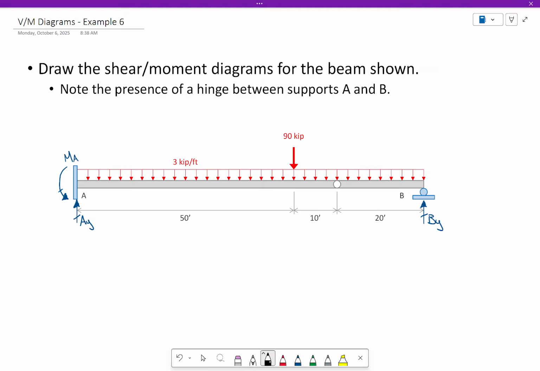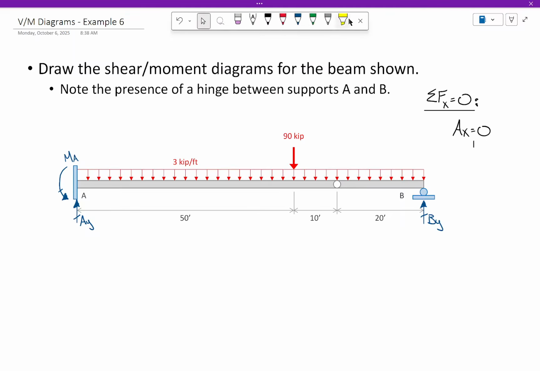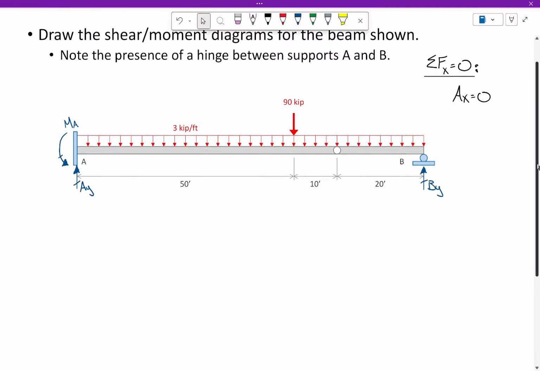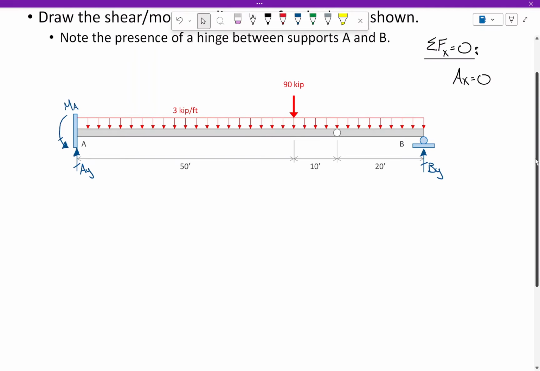Now, there is a fourth reaction. There is a horizontal reaction at A, right? But I do know that the sum of the forces in the x direction is 0. That tells me AX is 0. Okay? Let's see if we'll drag this up here. Is everybody with me on this so far?